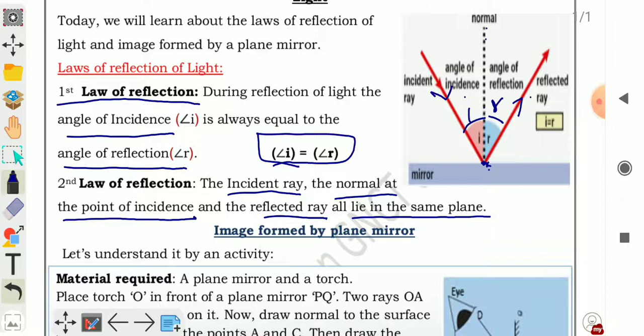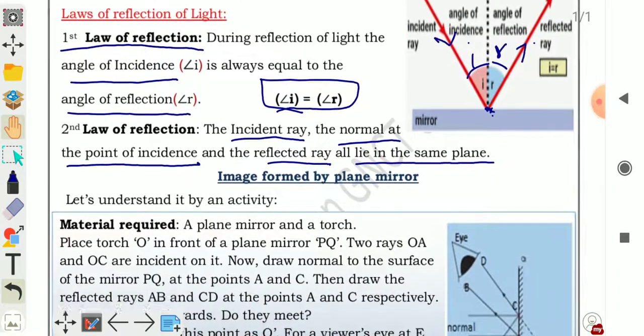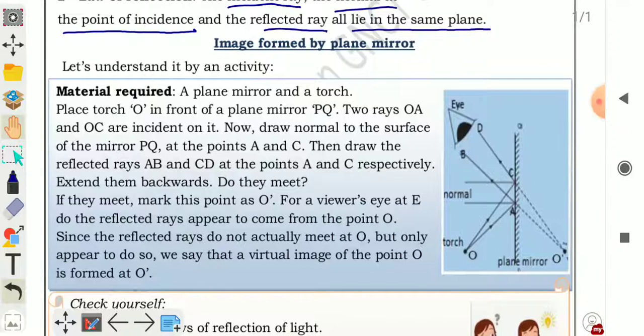Now we will discuss image formed by the plane mirror. How is image formed in the plane mirror? Let's do an activity. Material required is a plane mirror and a torch. In this activity, we will place torch O in front of plane mirror PQ. Two rays OA and OC are incident on the mirror. These two are incident rays.